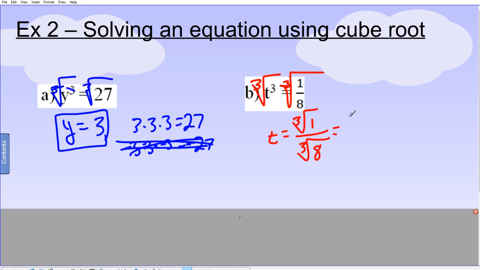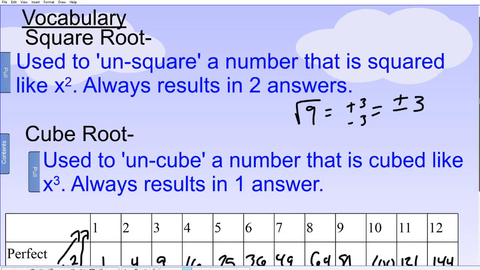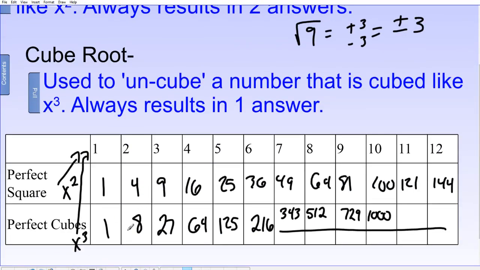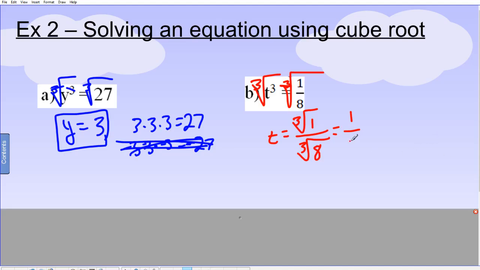Now the cube root of 1 is 1. 1 times 1 times 1 is 1. The cube root of 8 is 2. Check out our table. 8 is a perfect cube. The cube root of 8 is 2. So when I took the cube root of 1/8, I got 1/2.